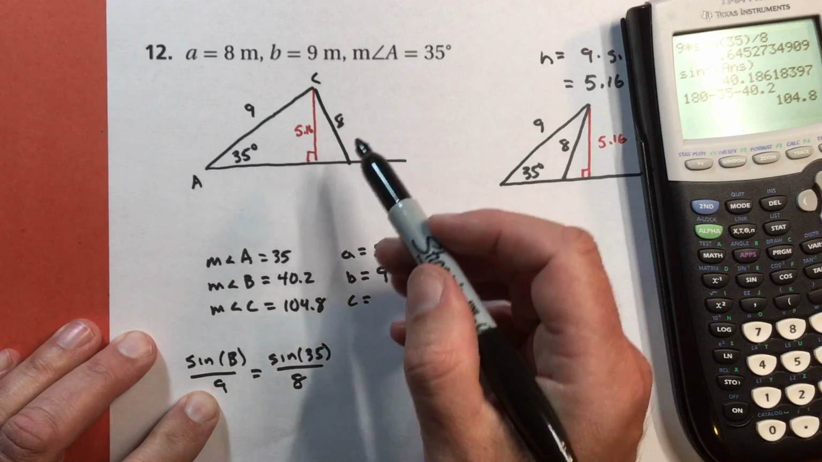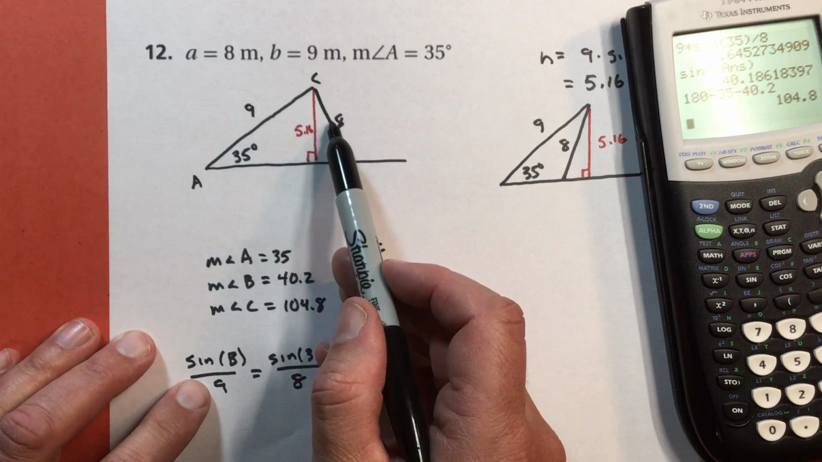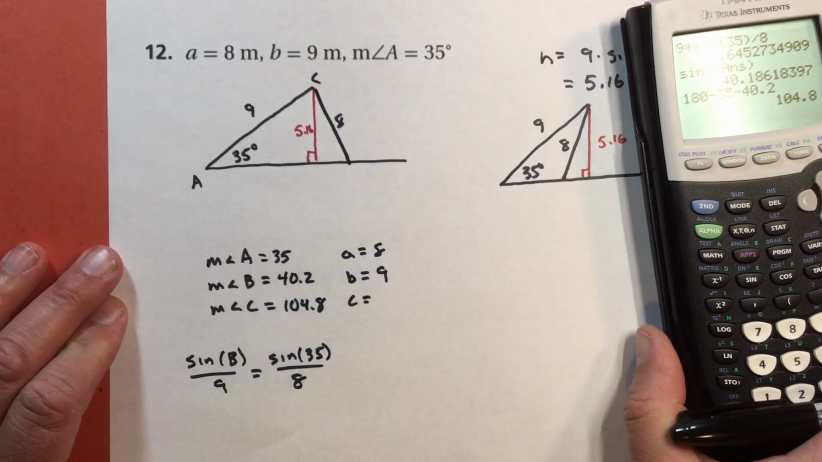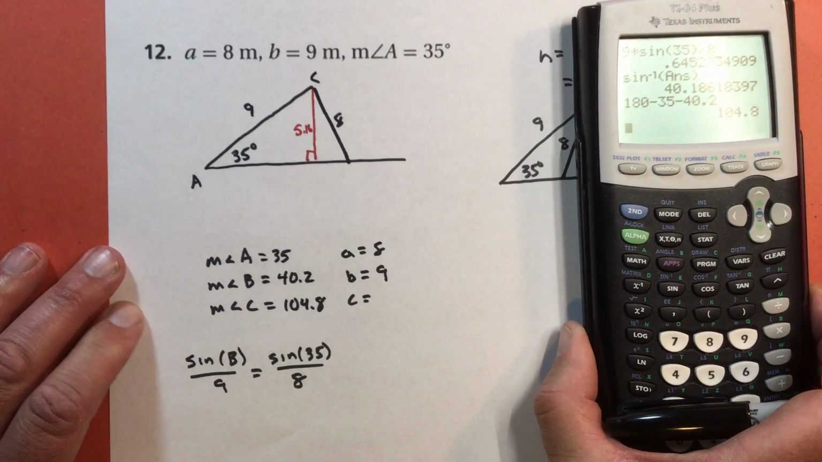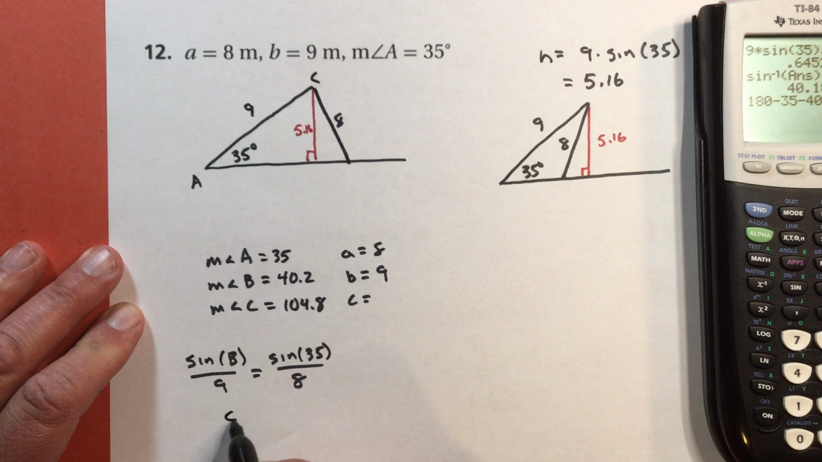But this angle is going to be obtuse, which makes sense because 8 and 9 are really close. So I really should pull that over more for my picture. My picture's not drawn to scale, I should mention that. Okay, so now I'm going to do side C over the sine of angle C, which is 104.8.